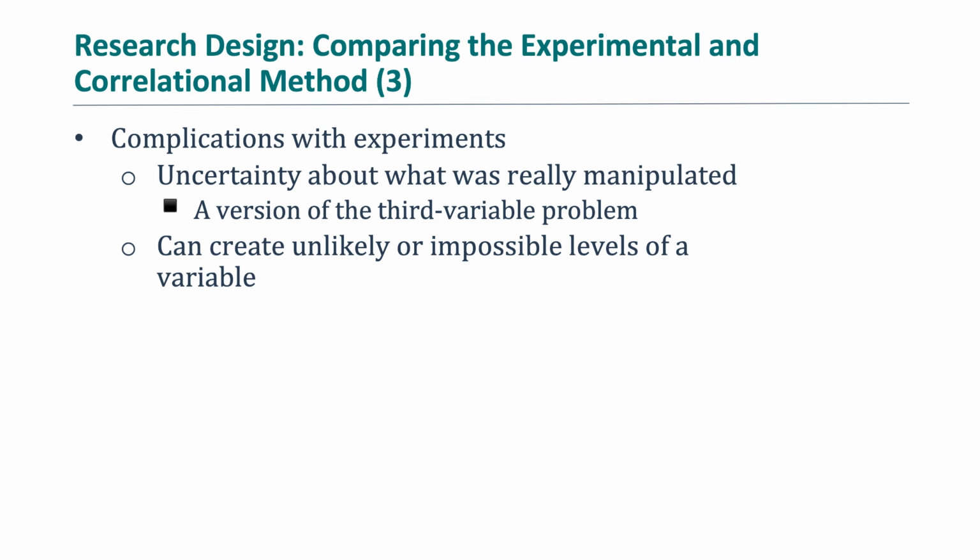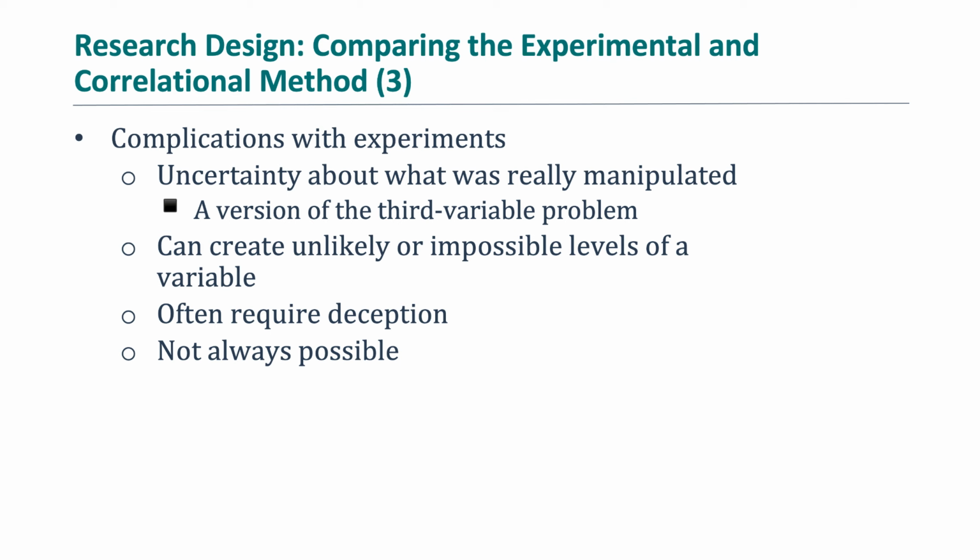This can create unlikely or impossible levels of variables. Results in exaggerated group differences. If a person has all the power and the other one doesn't, right? Maybe there's correlational studies measure natural levels more precisely. So things like that matter. And experiments often require deception, which is not always great. You don't want to always have to deceive people. And it's not always possible to do experiments. That's just the nature of it.